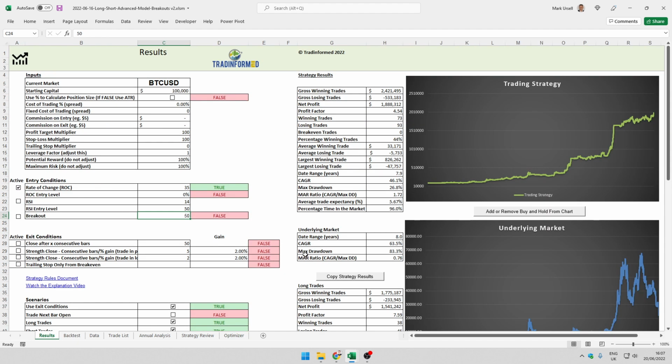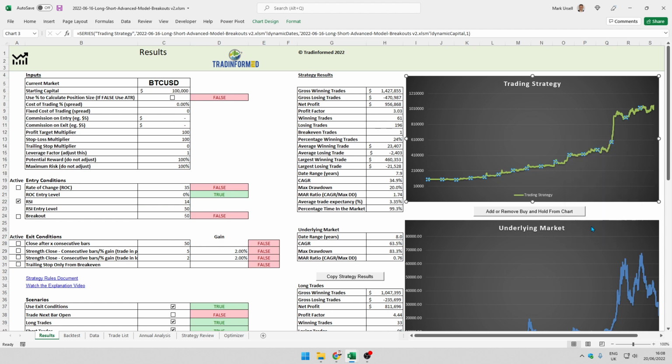The reason for that, I would expect, is that rate of change will get us in at a different entry point. We can still change the entry level here. And this changes the entry level for both long trades and short trades on an equal amount. RSI, just looking at the chart here, it shows a pretty good result.